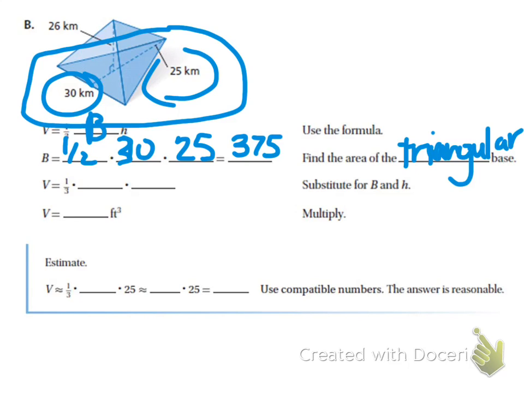Okay, so now let's put that in. And then the next number, 26, we're putting as the height. So now, how you do this one is 375 times 26 divided by 3. Can somebody do that for me? Amani? 3,250. That is correct. I was wrong.